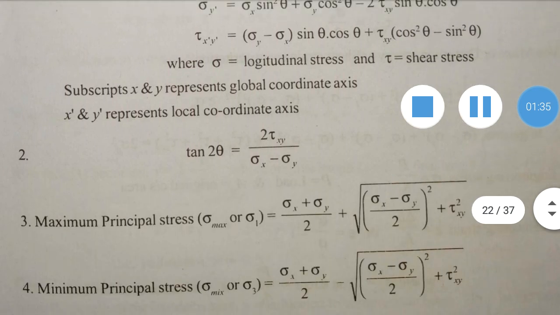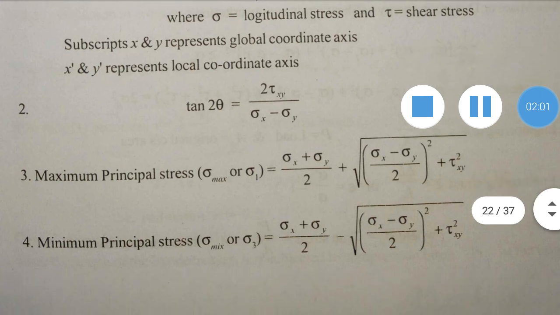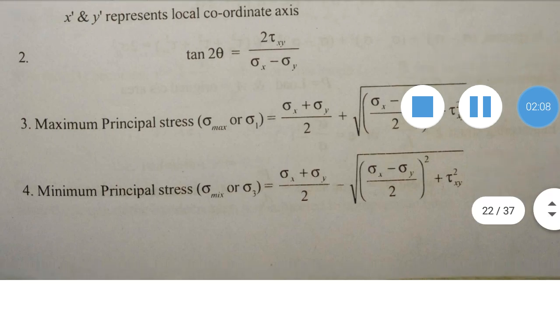This tan 2 theta is there now. That is for principal stress. You need to find out the principal stress, and for that, you need to find out tan 2 theta. Maximum principal stress is stress max, stress 1. Some problems will ask only engineering stress and engineering strain. Some problems will ask maximum stress and maximum strain, principal stress and principal strain. In those cases, you need to use the maximum principal stress formula and the minimum principal stress formula.